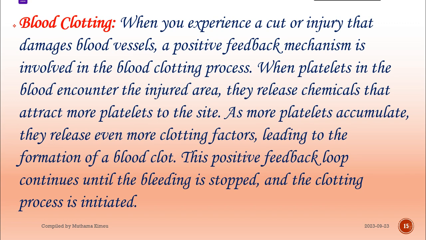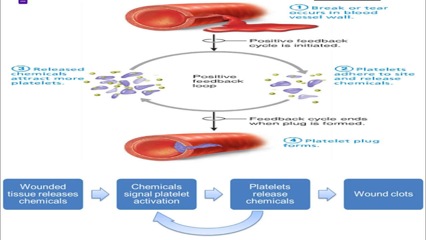First, you see there is production of platelets, and the platelets initiate blood clotting. Chemicals are also released which initiate production of more platelets until a blood clot is formed. That is another example of a positive feedback mechanism. This is the diagram here.